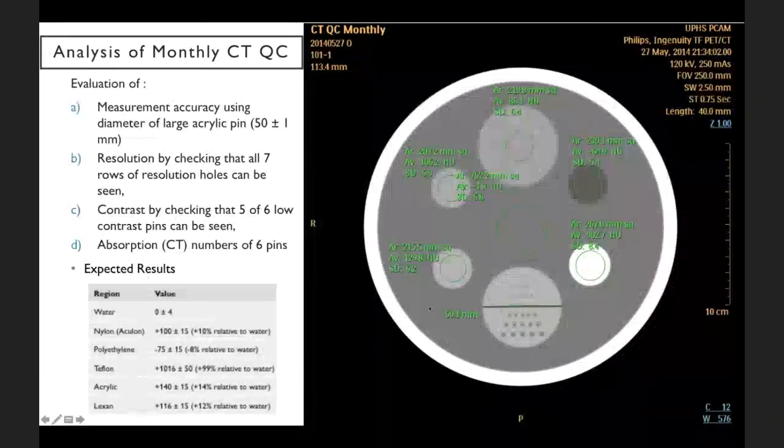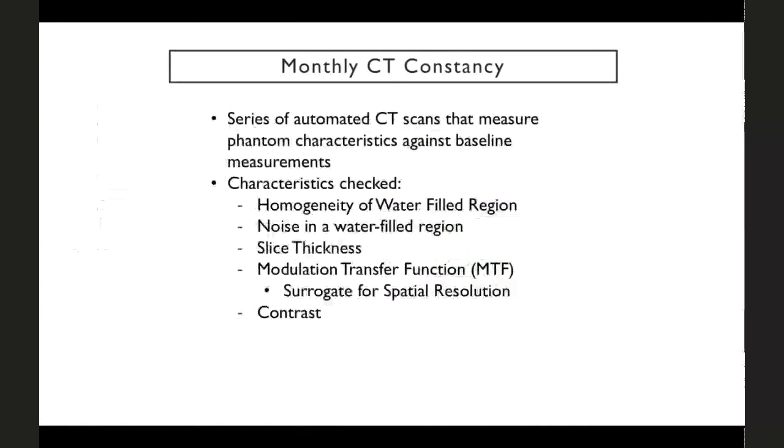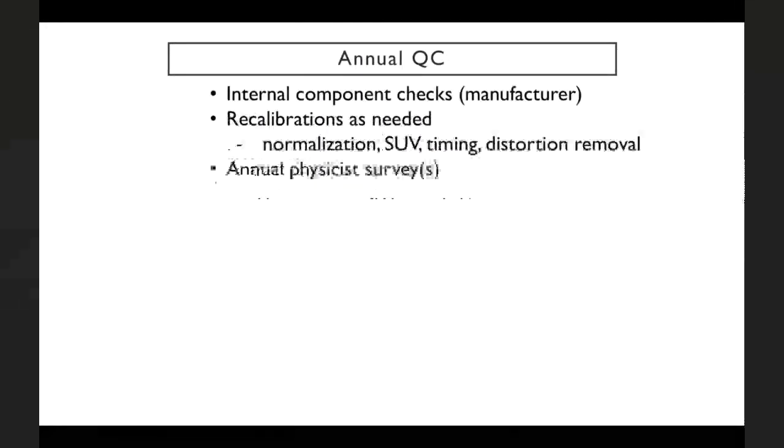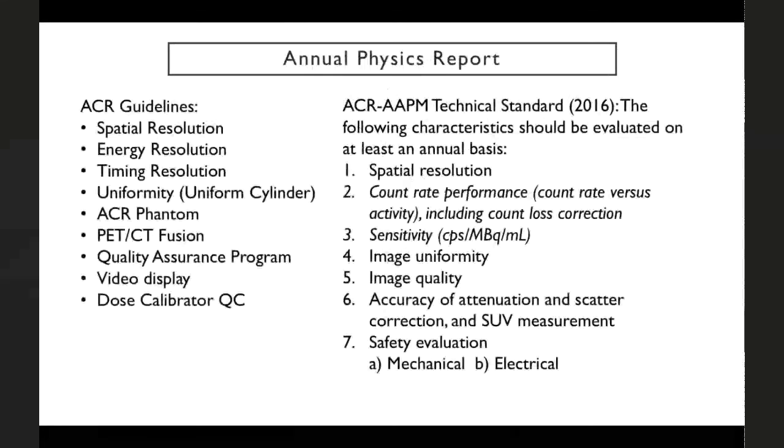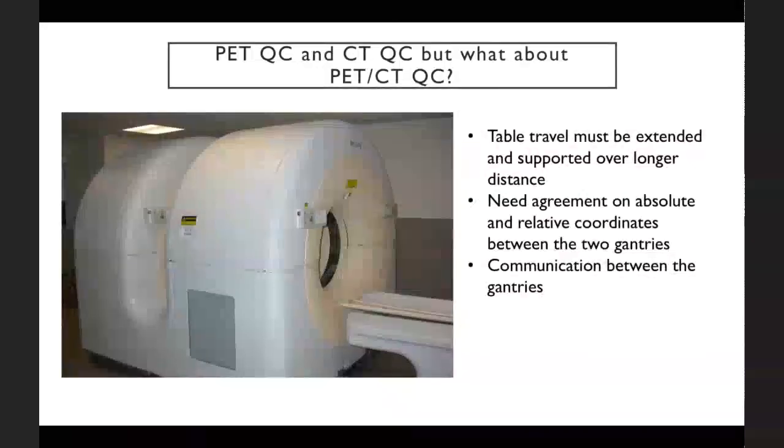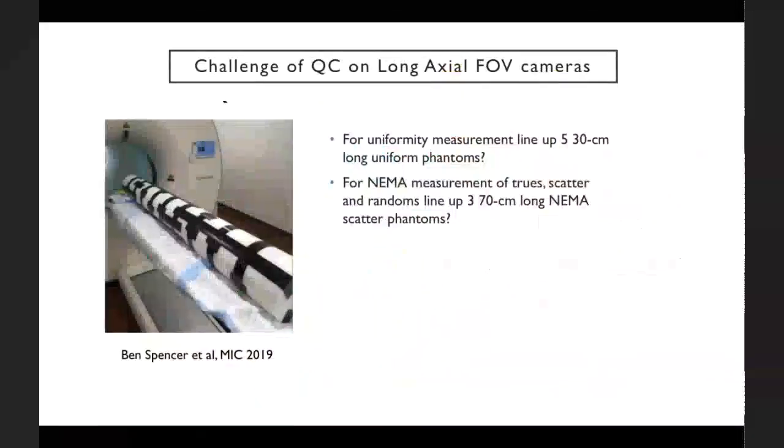So I see that we've run out of time. So I will just tell you that there's additional information that's in here and mention one additional thing, and that is when we go to look at doing quality control on these long axial field of view scanners like our PET Explorer, the question is going to be, how do we scale up the measurements that we make on our current systems to account for a system which is much longer?